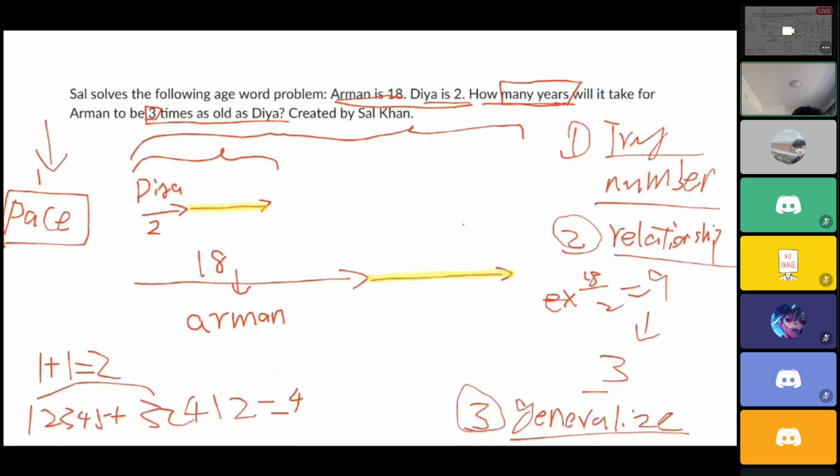Yeah, it's about organizing what you found into a thing. For example, I'll give an example. It's generalized. Say you have a similar question where Armin is 24, Dia is 5. How many years will it take for Armin to be 5 times as old as Dia? For this question, you don't draw a table again, but you find the equation straight up to solve it. This is what you call general. This is when you encounter a similar problem and find an easier way to solve it. This is what you call generalized.